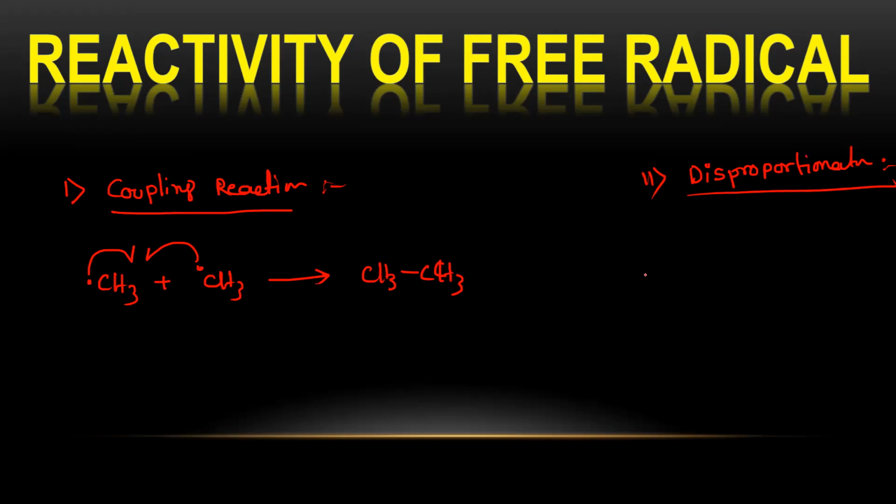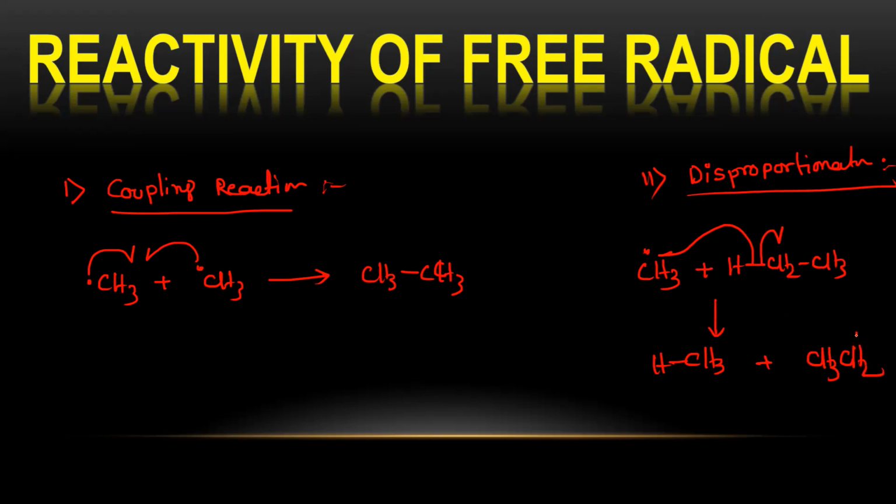But what is disproportionation reaction? Suppose I have CH3 dot. Here both should be radical, but here one is radical, one is neutral. Suppose H, CH2, CH3, that means ethane itself. So this hydrogen will break away with a free radical and connect to this carbon. From the left-hand segment we will get CH3-H, that means methane, plus we will be generating another free radical, CH3CH2 dot. So this is basically disproportionation reaction.